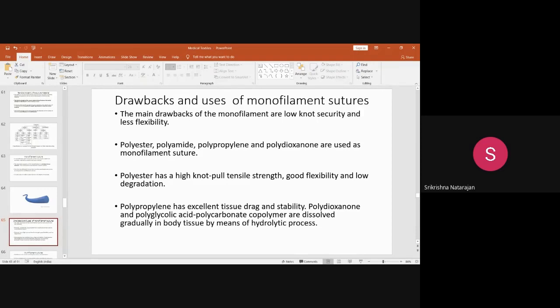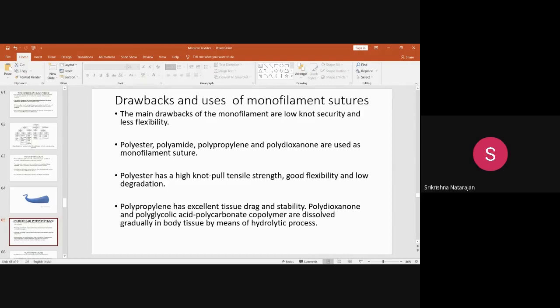And the next is the polypropylene. Polypropylene has an excellent tissue drag and stability. That is, when you are using the suture in the tissues, it has a good drag, so that is an advantage, and it is highly stable. But this also will take more time to degrade because it is a highly synthetic, inert material. And polydioxanone, we are going to see this fiber in the next lecture. We will see what its sutures are, but I'm just explaining it to you briefly.